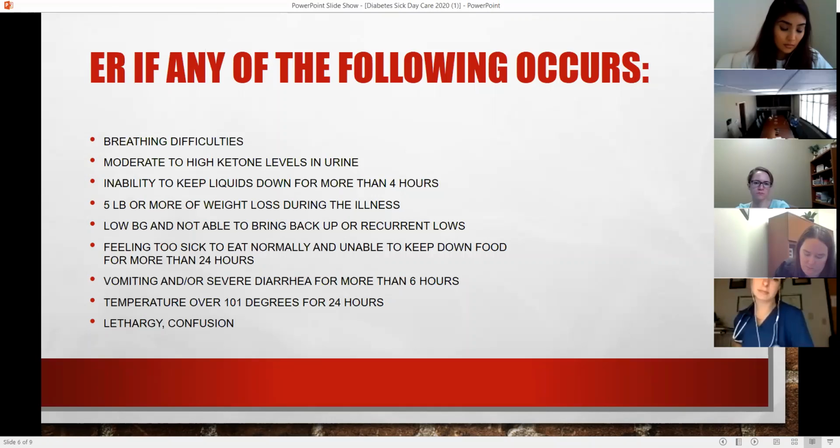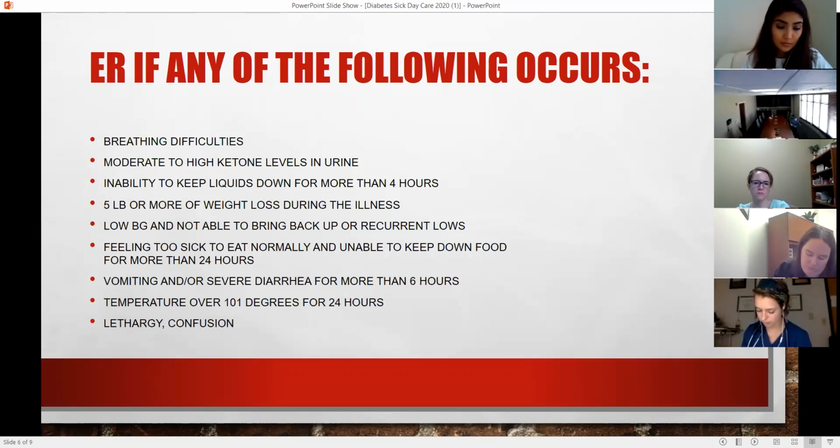If they're dropping weight significantly. And also on the other end, if their sugars are so low, because either they've already taken their insulin and they haven't been eating and they just can't get it back up, or it's just recurrent lows, they need to come back into the hospital to get treated. Severe vomiting and diarrhea for more than 6 hours, fevers over 101 for about 24 hours, and just if they're lethargic or very confused, we would want to bring them in.